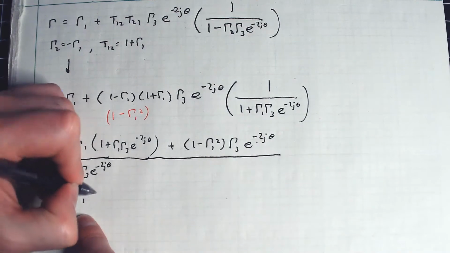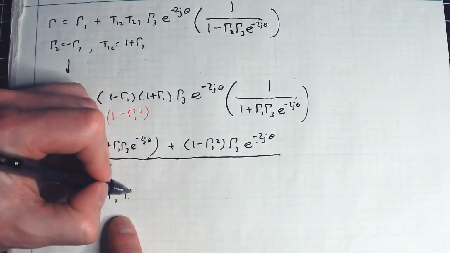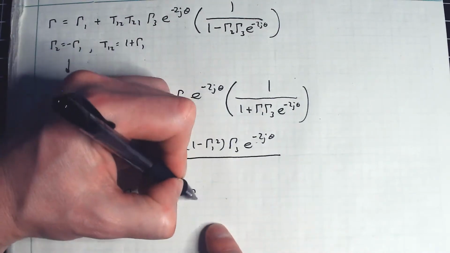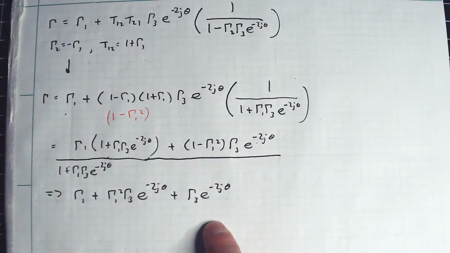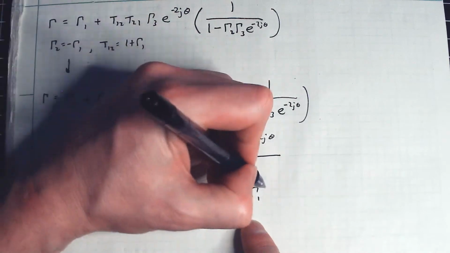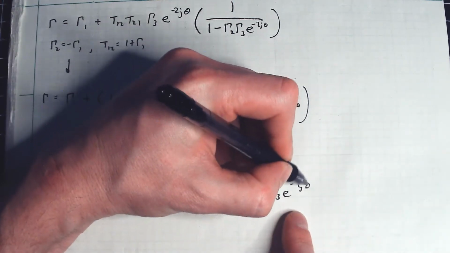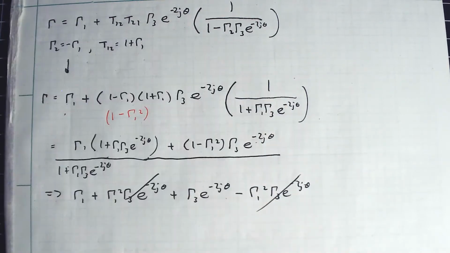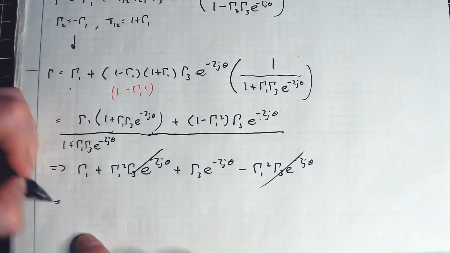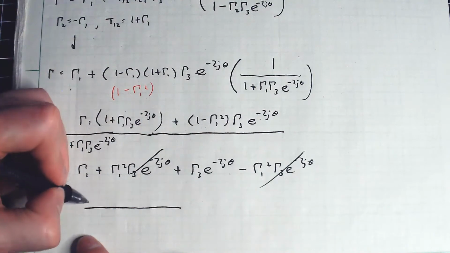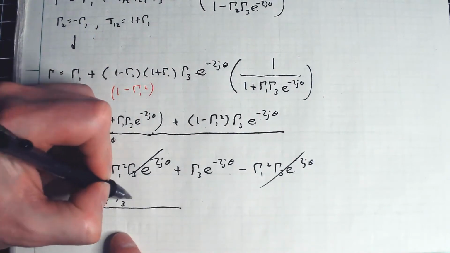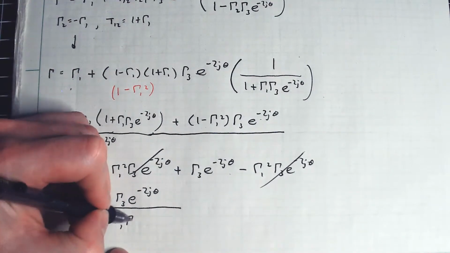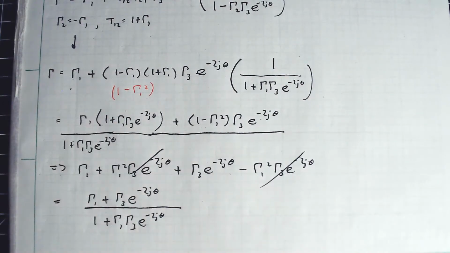So you'll get gamma 1 plus gamma 1 squared gamma 3 e to the minus 2j theta plus gamma 3 e to the minus 2j theta minus gamma 1 squared gamma 3 e to the minus 2j theta, and of course divided by that denominator. But the key is these terms are going to gobble each other up. So finally, I'm going to have gamma 1 plus gamma 3 e to the minus 2j theta divided by 1 plus gamma 1 gamma 3 e to the minus 2j theta.